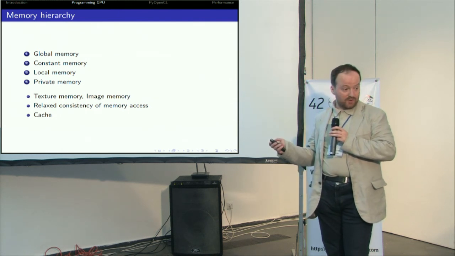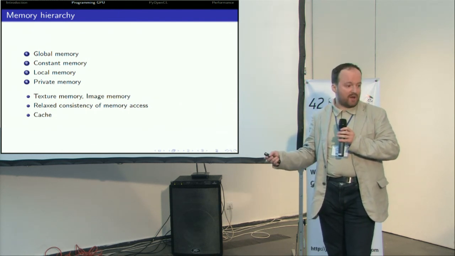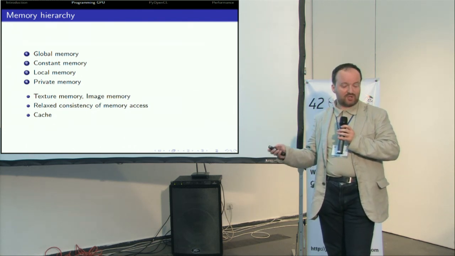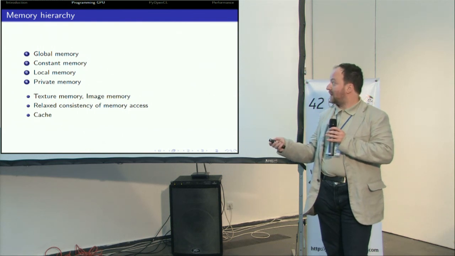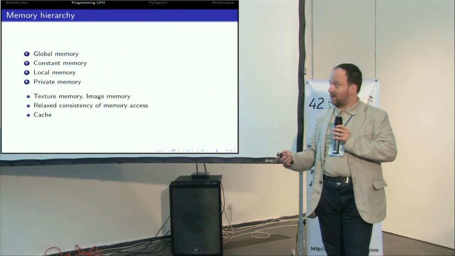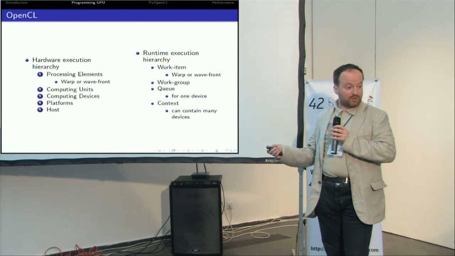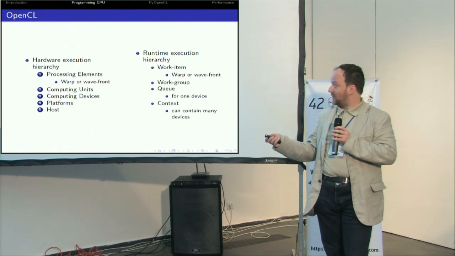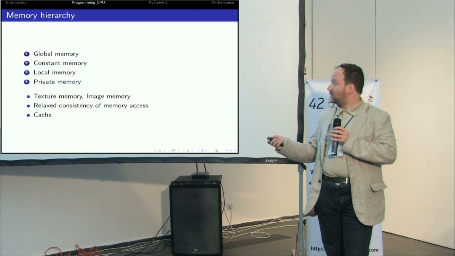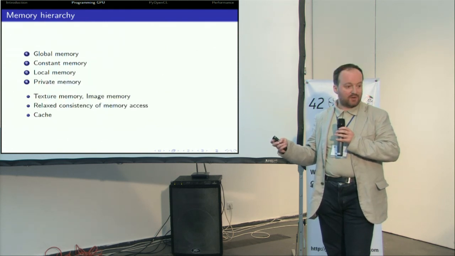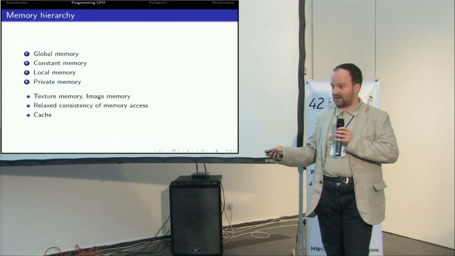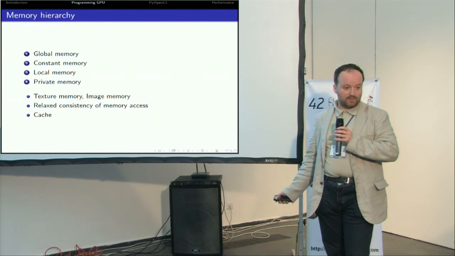We can have global memory, which is the large amount of memory available on the GPU. We have constant memory, which is shared amongst all of the threads. We have local memory, which is shared for the one computing unit, which means that the local memory is common for all the threads running on this computing unit. And we have private memory, unique for each thread. Each thread has its own private memory pool.